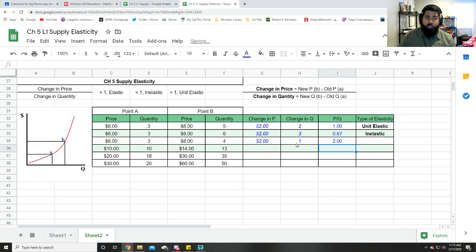But right now we're just going to focus on this question. We just drag down. We have $2 for the change in price. Change in quantity is 1, and our price divided by our change in quantity is 2. Now this time our answer is greater than 1. That makes this an elastic product. I want you to make sure that you do the last 3 on there so you can learn how to figure this all out.